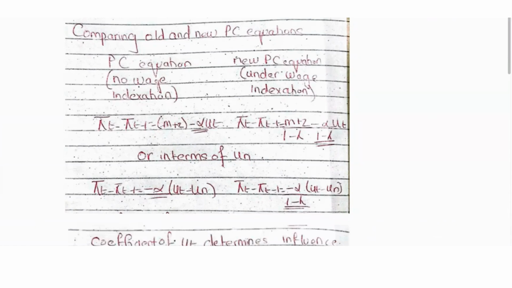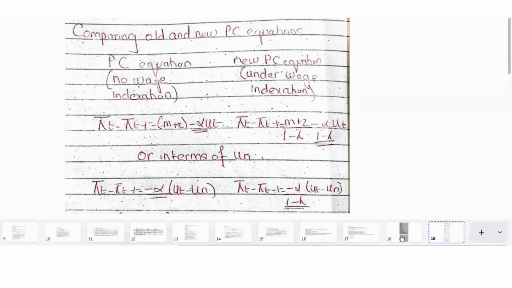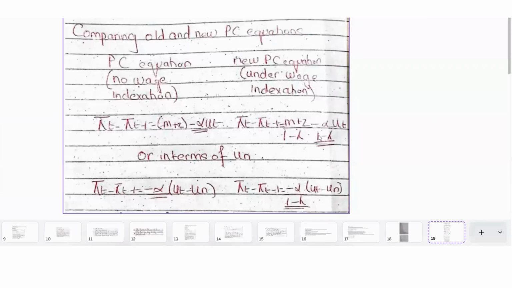We were looking at the equation of the Phillips curve under wage indexation, where we assumed that lambda is a fraction of labor contracts indexed to the current rate of inflation, and 1 minus lambda is updated based on expected inflation. Under this, we derived the equation of the Phillips curve. Now we want to compare it with our original version of the Phillips curve without wage indexation.